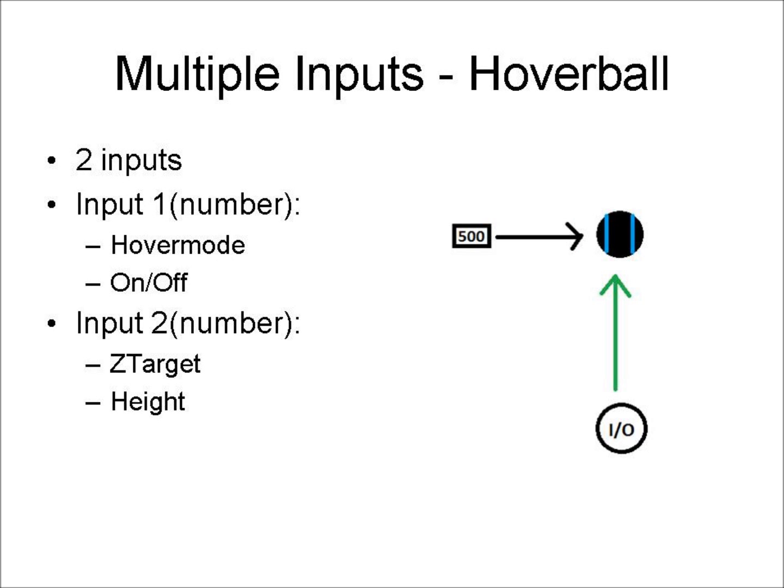An example of an object that takes multiple inputs is the hoverball. The hoverball takes two number inputs, but it's still only numbers. So you can't give it a vector or a string since it can't use that. The first input is called hover mode, and it defines whether the hoverball is turned on or off. The second input is called C target, and it sets the height of the hoverball, so the hoverball will go to the height given by the input.